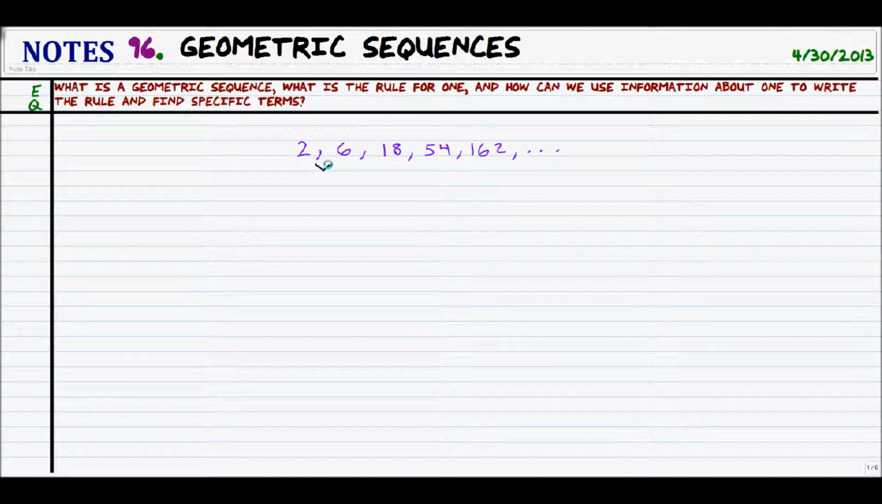So if this were arithmetic, we add 4 to get from the first term to the second term. That means we should have 6 plus 4 is 10. Oh, it's not 10. Notice this time we add 12. And this time we add 36. This is not arithmetic. This is uncharted waters. This might be scary. But in reality we've got something different here.